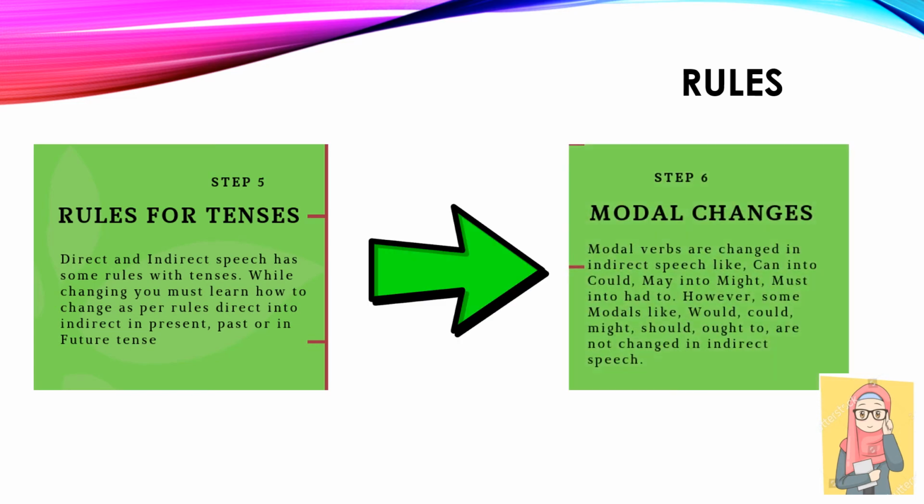Step 6. Modal changes. Modal verbs are changed in indirect speech like can into could, may into might, must into had to. However, some modals like would, could, might, should, ought to are not changed in indirect speech. So there are certain modal verbs that do change, some do not change.